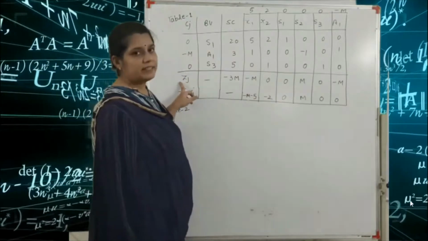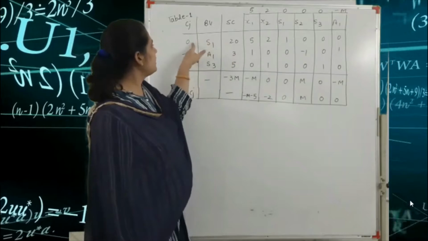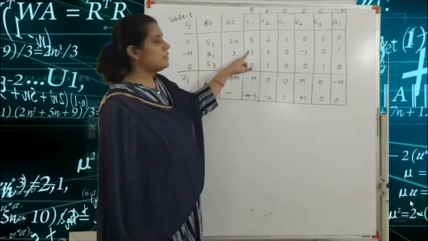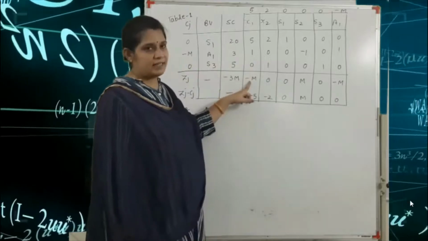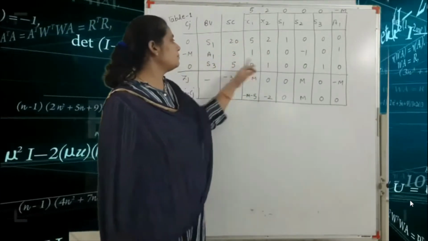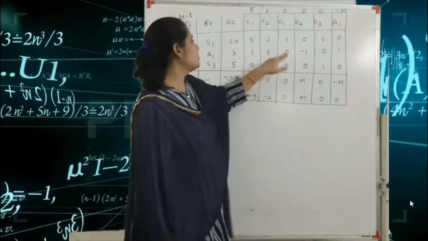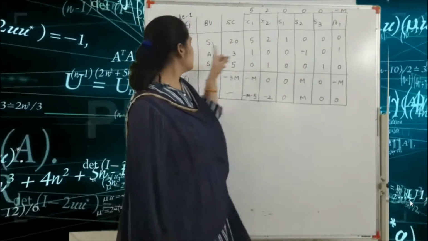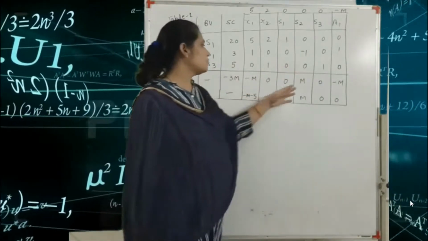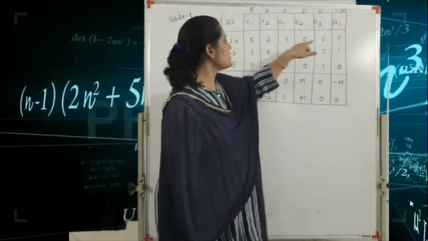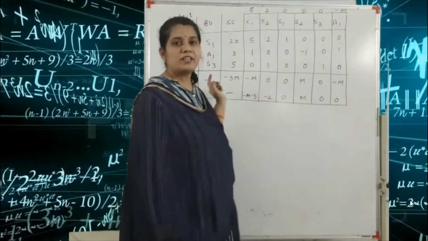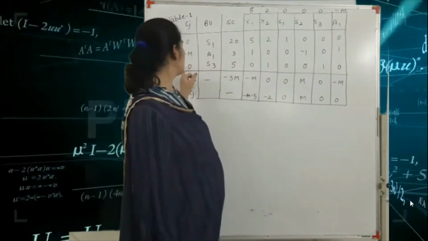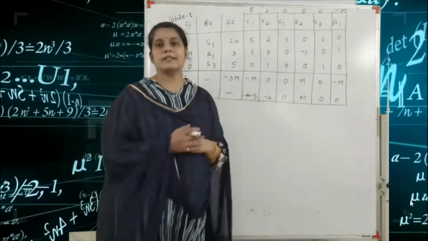Here first we find the Zj. For finding Zj we write 20 into 0 plus 3 into minus M plus 5 into 0, so we write minus M. Then 5 into 0 plus 1 into minus M plus 0 into 0, so minus M. 2 into 0 plus 0 into minus M plus 1 into 0, so 0. 1 into 0 plus 0 into minus M plus 0 into 0, so we get 0. 0 into 0 minus 1 into minus M, that means plus M, and 0 into 0, so we write only plus M. Next is 0 into 0, 0 into minus M, and 1 into 0, so we get 0. And the last one is 0 into 0 plus minus 1 into minus M, so we get minus M.